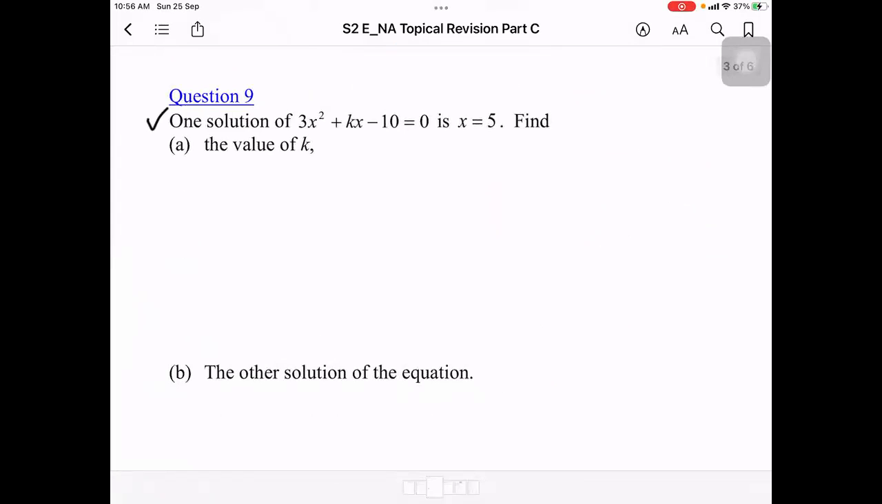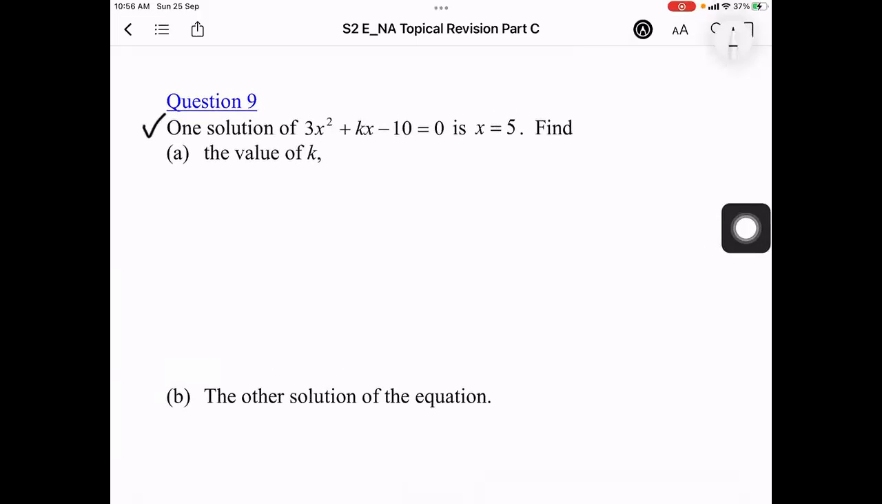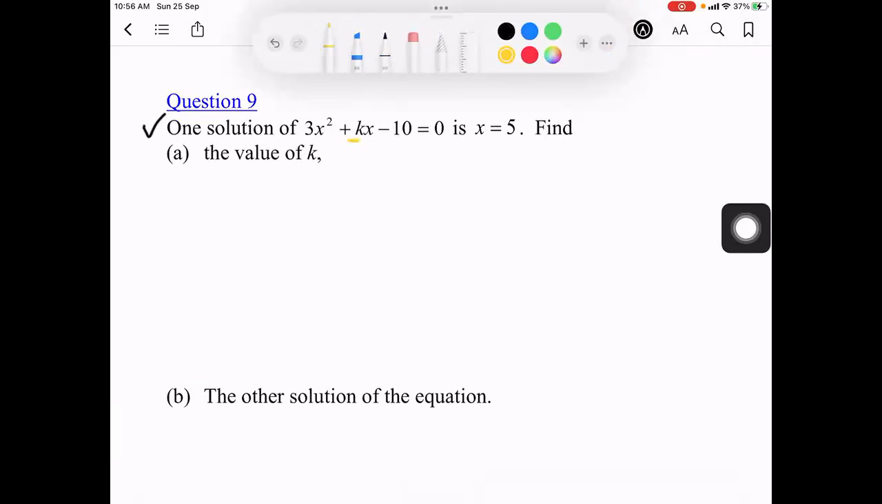Okay, next one. Question number 9. This one is a kind of trick question, right? One solution of this whole thing. When you notice, got x squared, got x, and then got some more a letter k, right? Someone got a letter k. Then they give me also x equals 5. They say it's a solution.